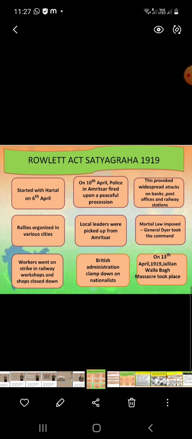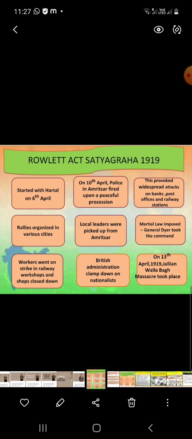General Dyer, the commander, ordered the people to be shot down. The entry gate was closed by General Dyer. Rallies were organized in various cities, and workers went on strike. People also gathered in Jallianwala Bagh to protest against the Rowlatt Act, because this act was not liked by Indian people.